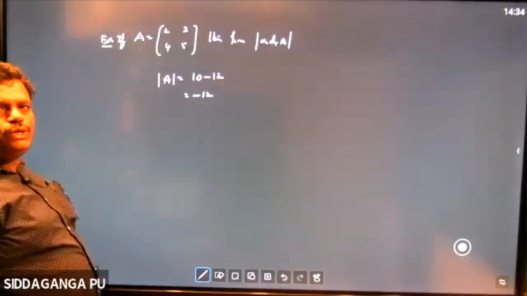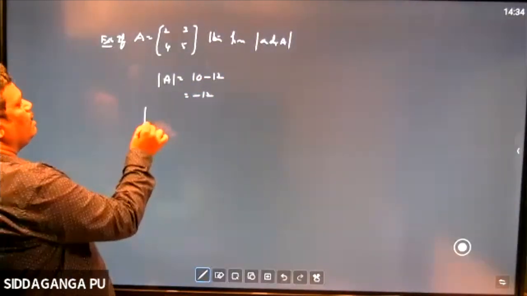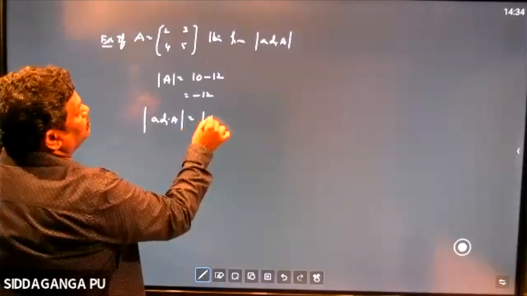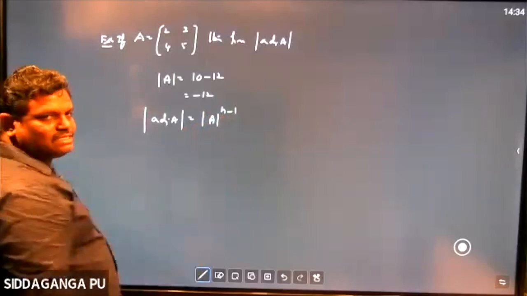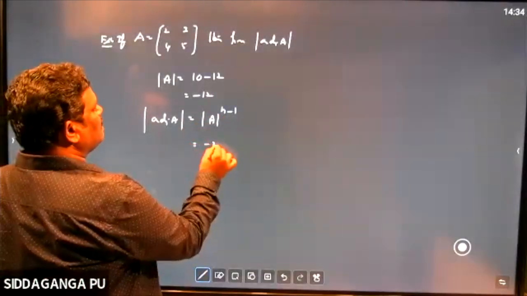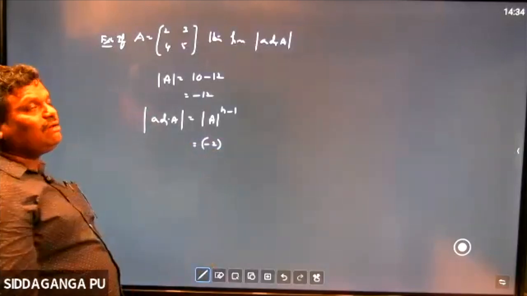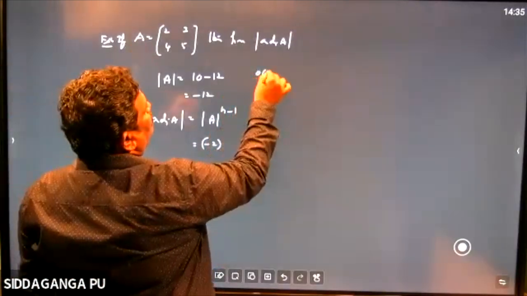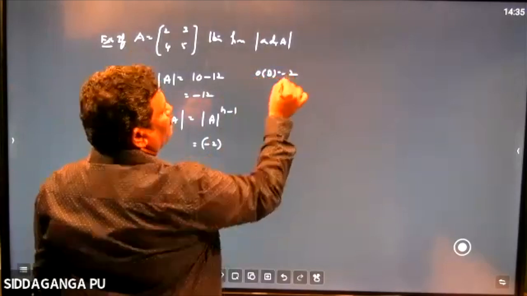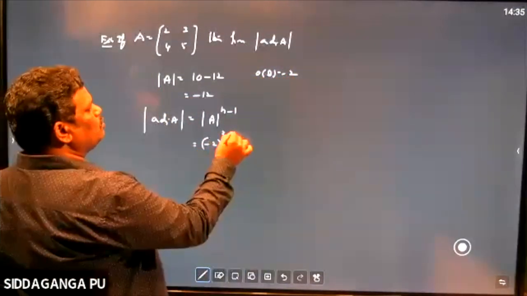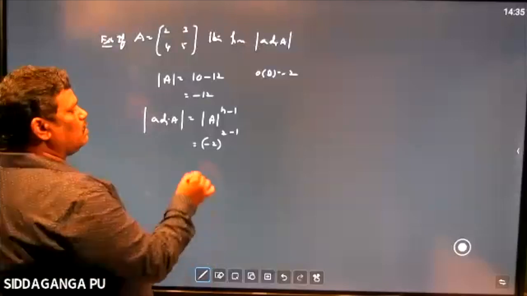Minus 2. So we know the property: determinant of adjoint A is equal to det A power n minus 1. Now we can write down (det A) power n minus 1, that is (minus 2) whole power n minus 1. Here n means the order of the matrix. What is the order of A here? Order of A is equal to 2. Now applying here 2 minus 1, so that value is equal to 1.